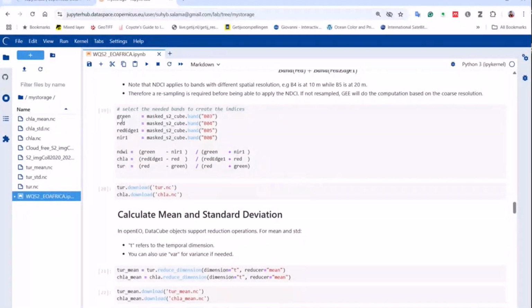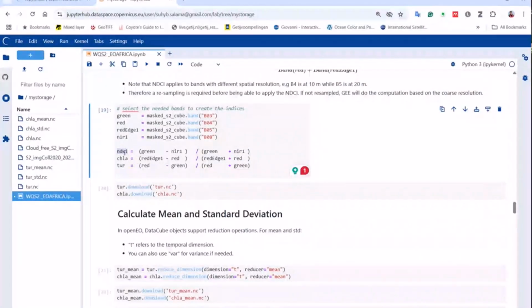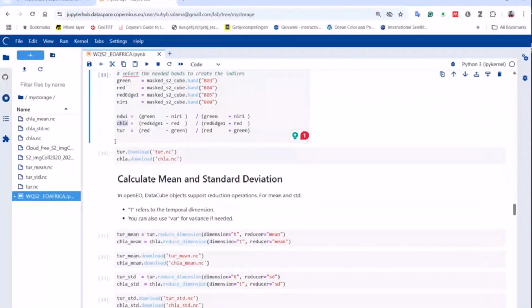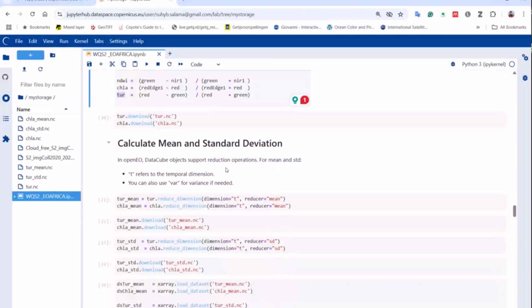Now I just assign those to new variables. I call them the green band and red edge band, and I calculated the normalized difference water index, then the chlorophyll A index, which is the normalized difference chlorophyll index, and the turbidity index. And again, do not forget, download the results. And I have downloaded the results.